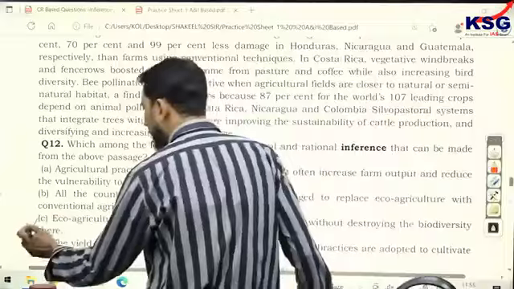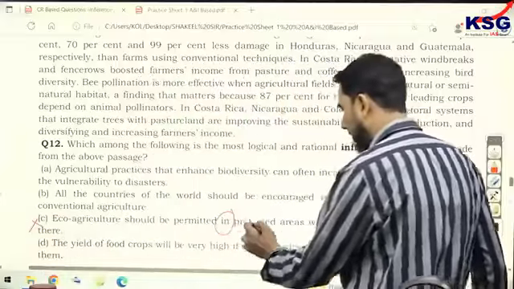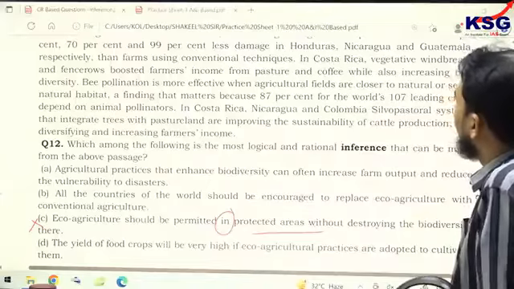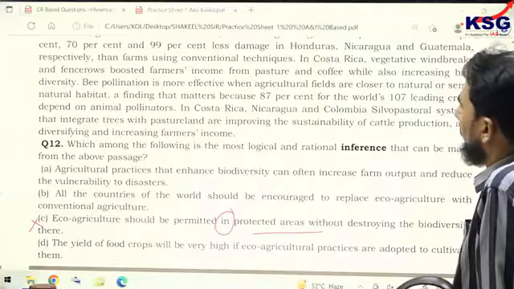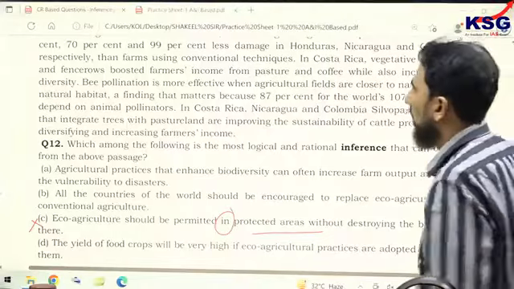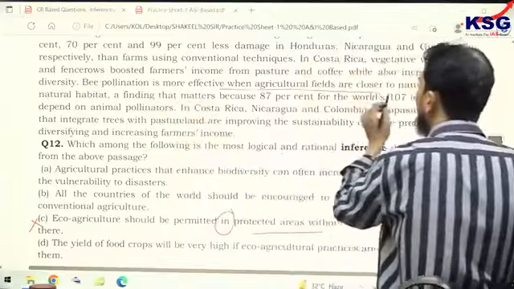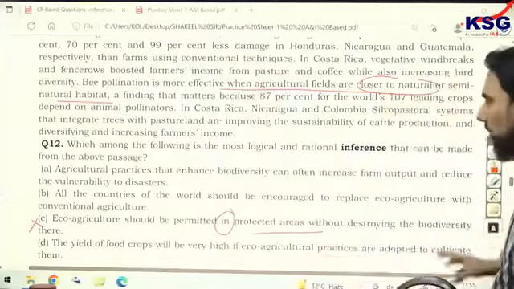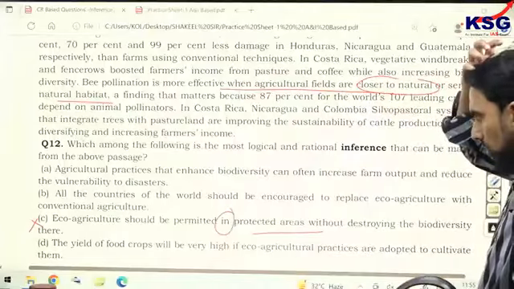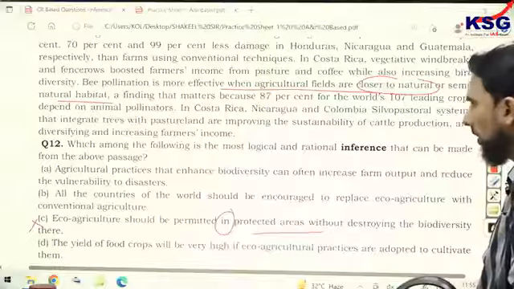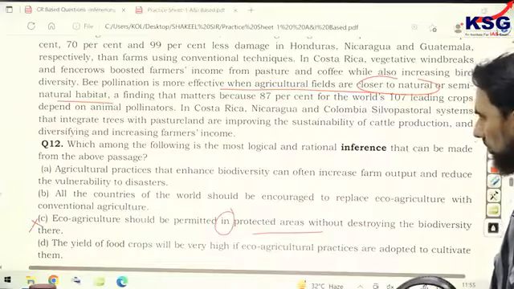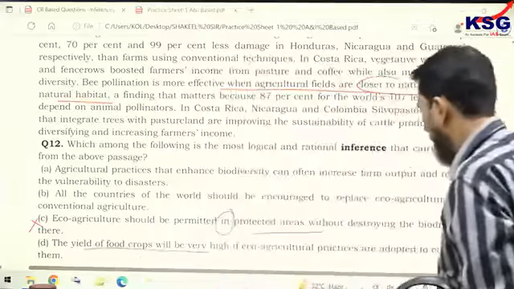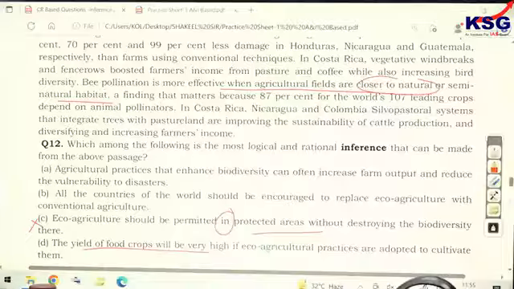Option C is wrong because it says eco agriculture should be permitted in protected areas, whereas the passage says that it was outside of those protected areas. You look at it: bee pollination is more effective when agricultural fields are closer to natural or semi-natural habitat. They are closer to, not inside. So C loses out. Option D says the yield of food crops will be very high if eco-agricultural practices are adopted to cultivate them.